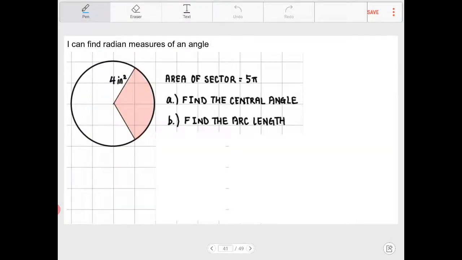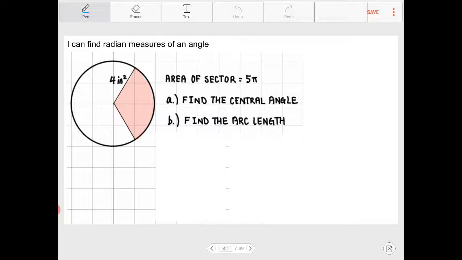Let's take a look at some examples. The area of a sector in this diagram is given to be 5 pi. You're asked to do 2 things. You're asked to find the measure of the central angle, and then you're asked to find the arc length. I did not specify what unit to use, whether to work in degrees or radians. Let's try to do both. Pause the video to see if you can figure this out.